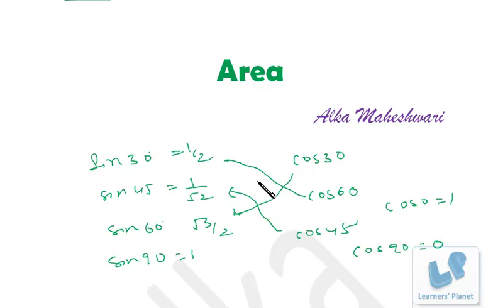Sin 30 by cos 30 is tan 30, so tan 30 will be 1 by root 3. Similarly, sin 45 by cos 45 is tan 45, so tan 45 is 1. Sin 60 by cos 60 is tan 60, so tan 60 is root 3. And sin 90 by cos 90 is tan 90, so tan 90 is not defined, 1 by 0, right?